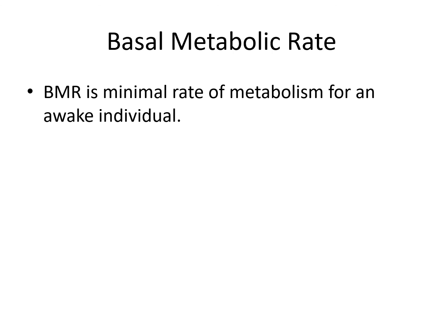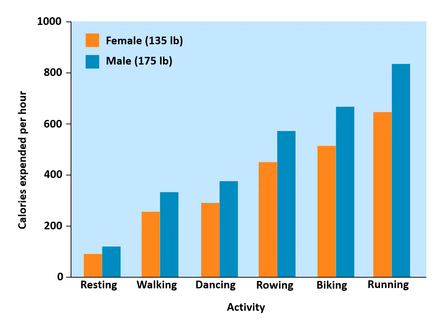We also have what's called the basal metabolic rate. BMR is the minimal rate of metabolism for an awake individual who is still not doing anything. And that's how much energy is being used. Here's a table showing the basal metabolic rate of an average male and female in calories. And this is doing different activities. Normally it's measured at rest, but you can also measure the calories expended at different activities. And of course, the more active the activity, the more energy is going to be used.